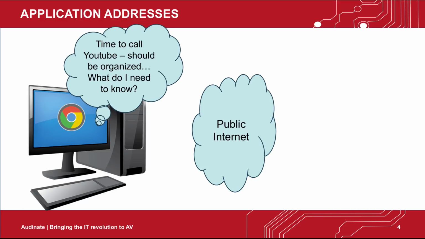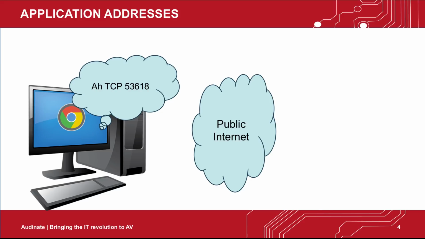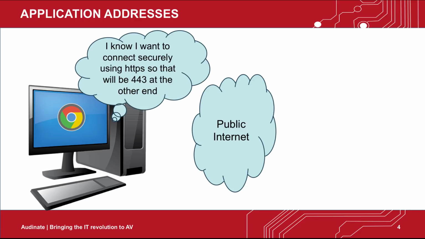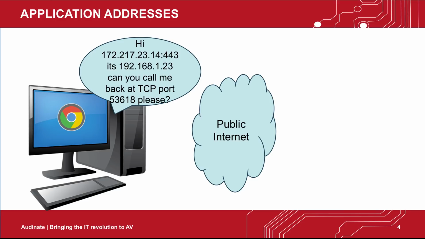Then it asks itself, what is my internal address? It knows the internal address, in this case TCP 53618. It also knows its IP address, in this case 192.168.1.23. The browser knows it needs to communicate securely, so it knows that it has to communicate via port 443. Then it calls YouTube using the IP address it was given.